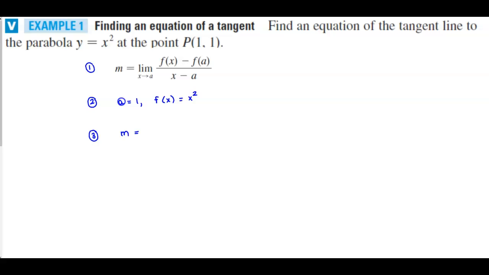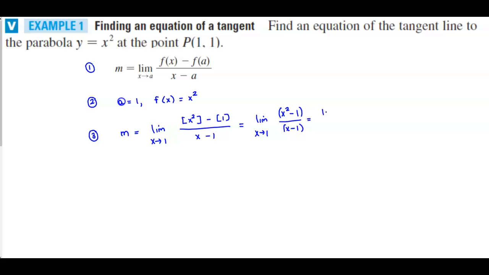So to find the slope, we have the limit as x is approaching 1 of f of x, which is x squared, minus f of a, which is 1, all over x minus 1. So let's go ahead and continue. We want to find the limit as x approaches 1 of x squared minus 1 over x minus 1.